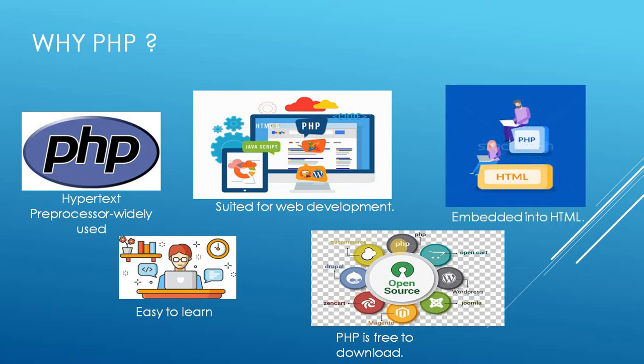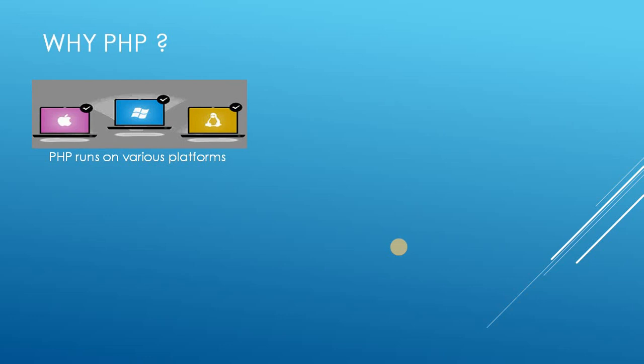Next, embedded into HTML. We have written one HTML code, and if we want to use PHP, we can directly write code inside that particular HTML file. So it can be used in that same file. This gives us an additional point. Next, runs on various platforms. PHP is platform independent. If you have Mac OS, Windows, Unix, or Linux, it does not matter. PHP can work fine on any of these platforms.